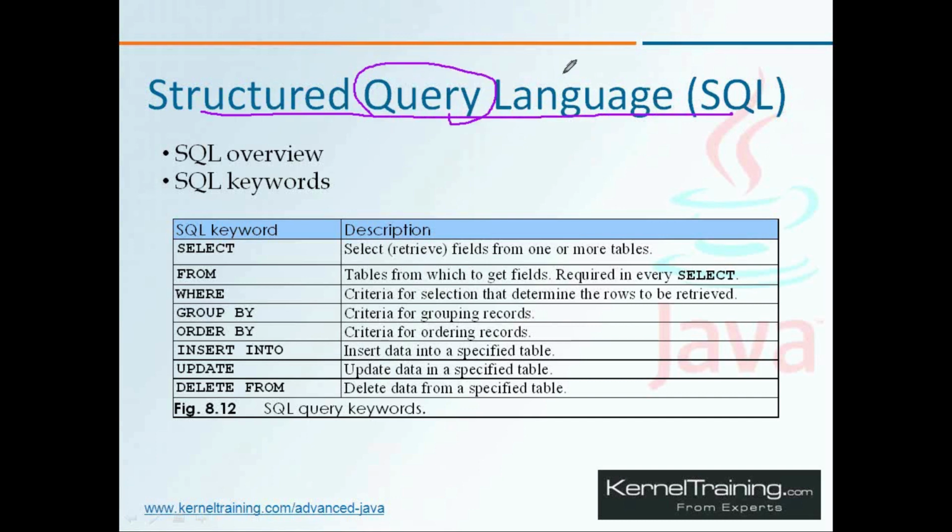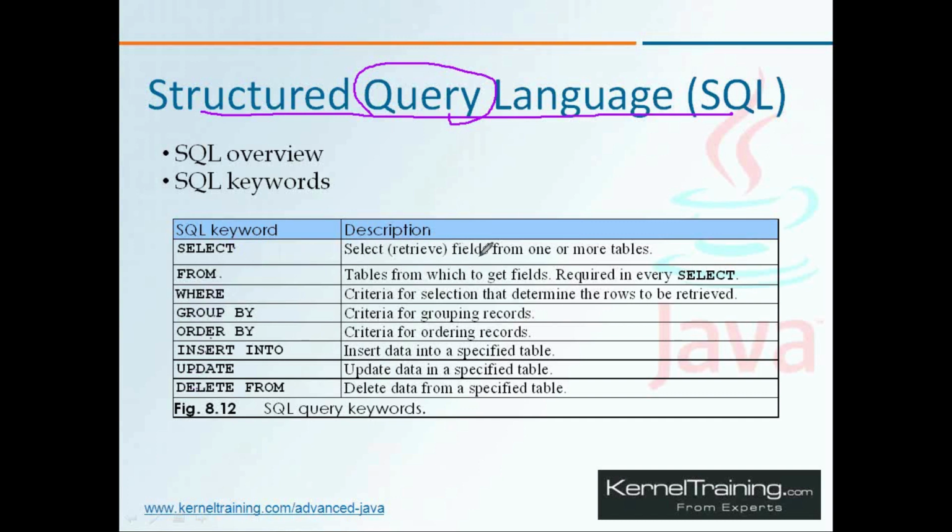So in structured query language, how can the queries be performed? The queries can be performed with the help of these keywords. These are all the keywords, right? Select is a keyword, from is a keyword, where, group by, order by, insert into, update, delete from. These are all called keywords. Select, from, where, group by, order by, insert, update, delete.